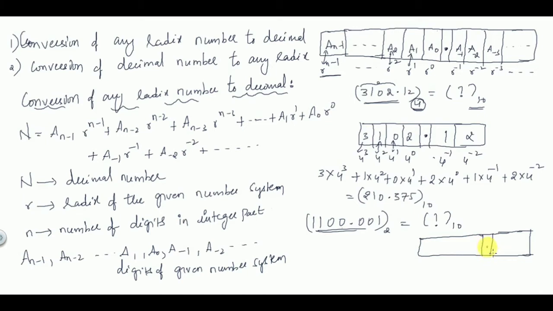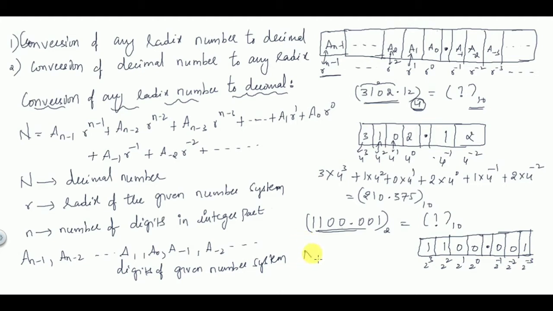So we'll have a decimal number. After the decimal point we have three digits, 0, 0, 1, and before it we have four digits, 1, 1, 0, 0. So these are 2 power 0, 2 power 1, 2 power 2, 2 power 3, and 2 power minus 1, 2 power minus 2, 2 power minus 3.